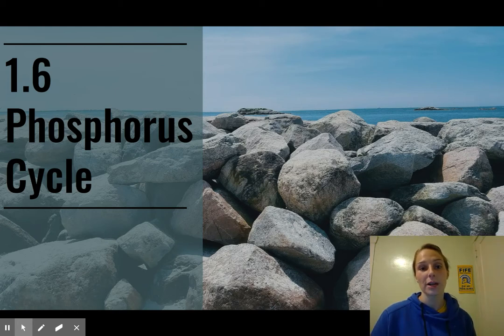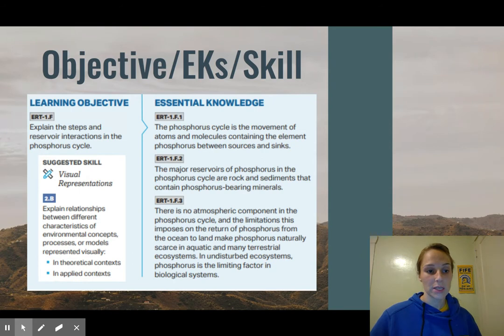Continuing on the theme of learning about biogeochemical cycles, today it's going to be about phosphorus. Now, our learning objective for today is to explain the steps and reservoir interactions in the phosphorus cycle.